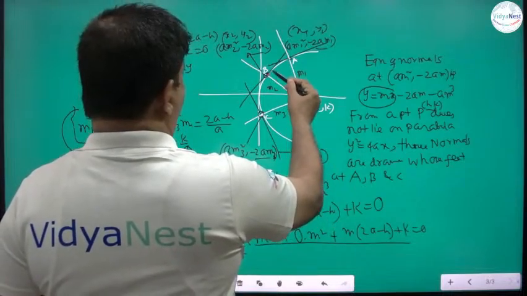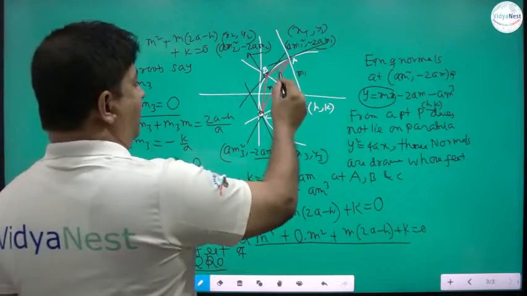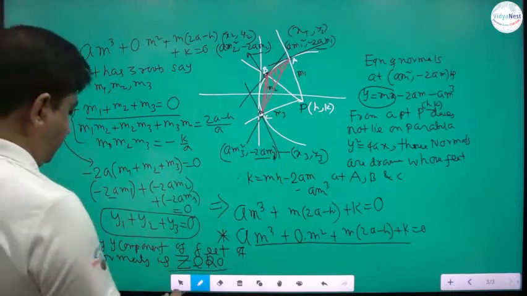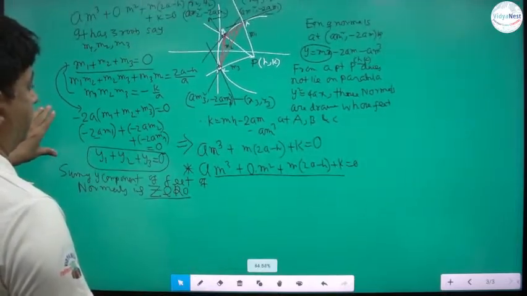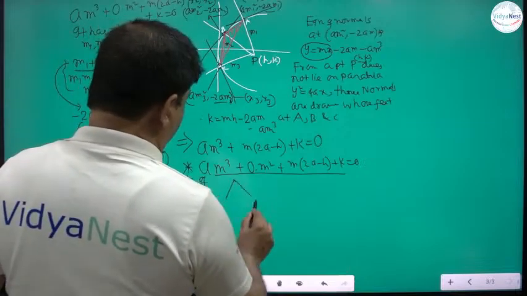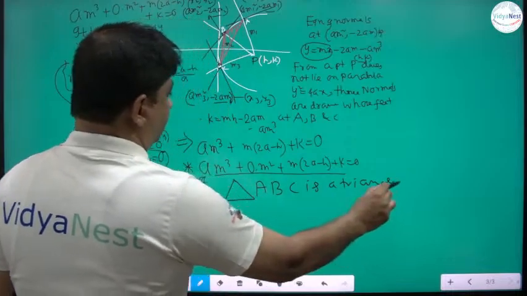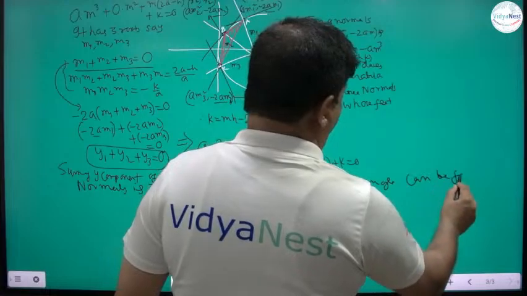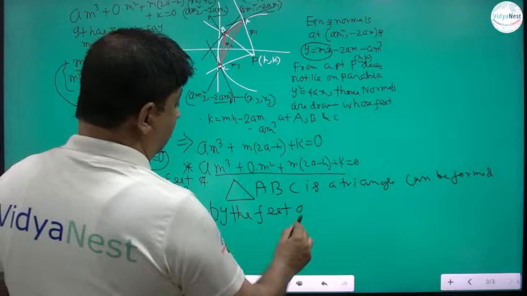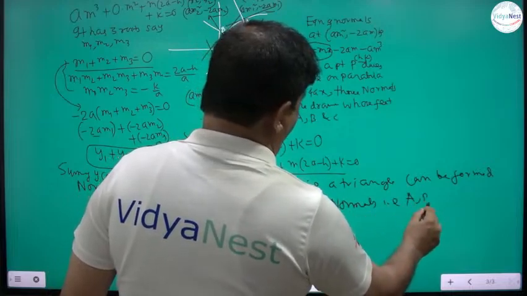Now join them: AB, BC, AC. If I join the vertices, I will get a triangle ABC, which can be formed by joining the feet of the normals, that is A, B and C.